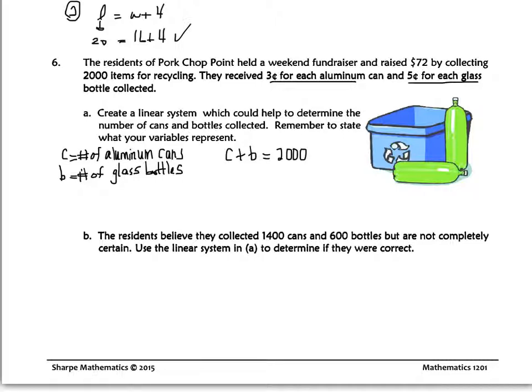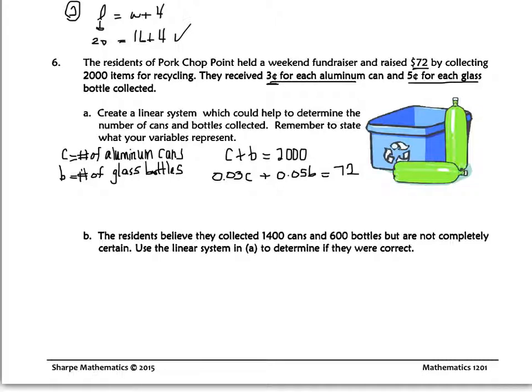But now, you got to be careful here because this is in cents, but this is in dollars. So we have to make sure they're both in the same units. So instead of 3, we would write decimal 03. For 3 cents in dollar format would be decimal 03. So that would be for every can, and then for every bottle, it would be decimal 05, and that should equal a total of $72. So those would be our equations.